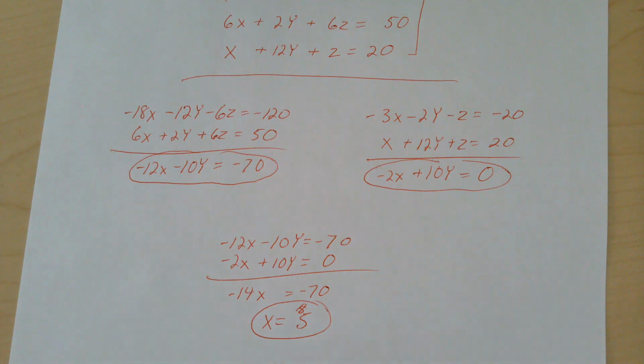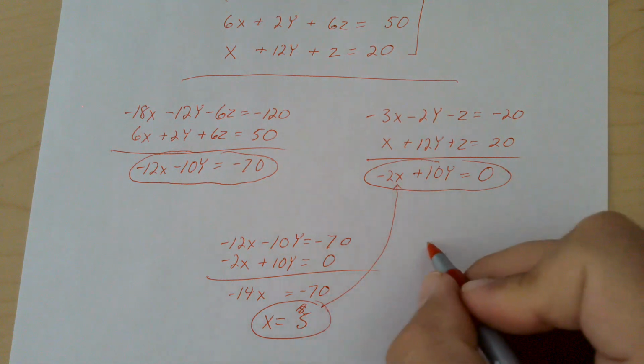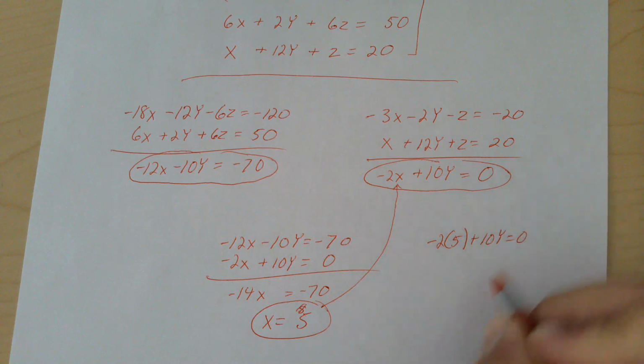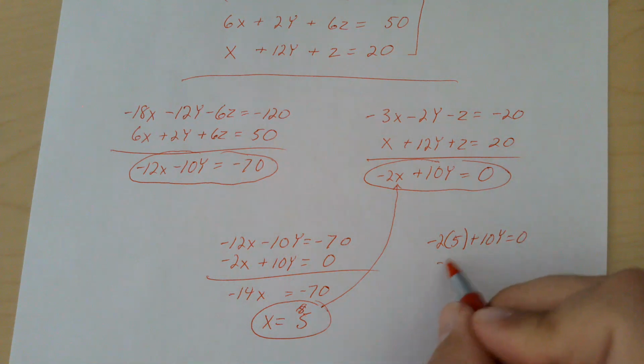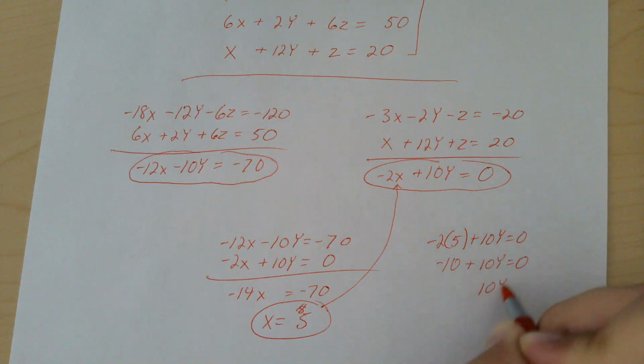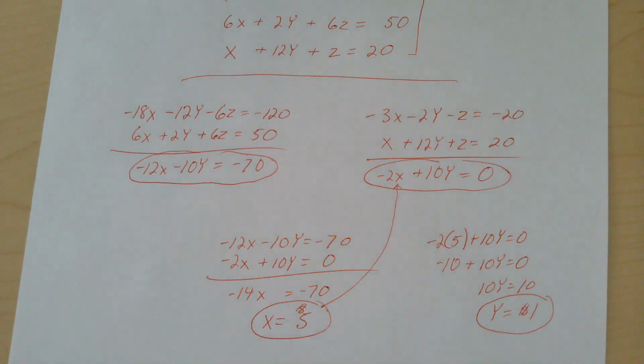Okay. We still need to find y and z, but it should be pretty easy. I can take this x value, plug it in for x. And when I solve, this is a -10 plus 10y equals 0. I add the 10, I divide, and we're going to see just like that, it's $1 for a carnation.